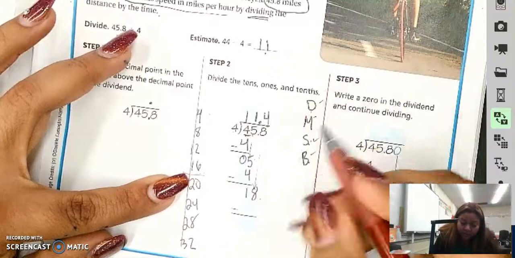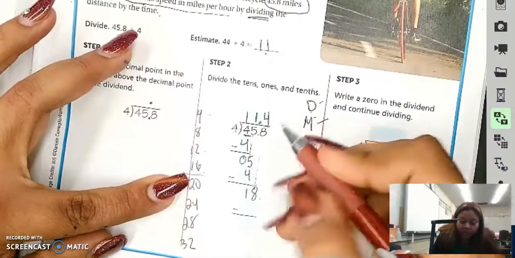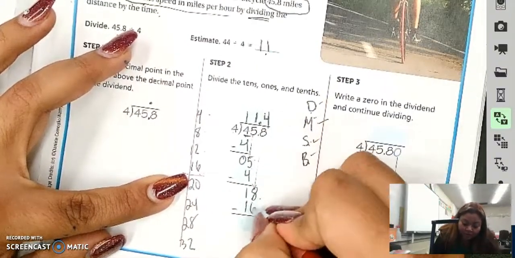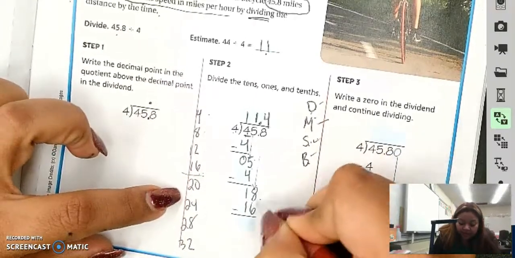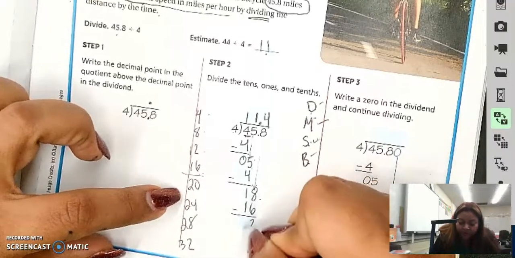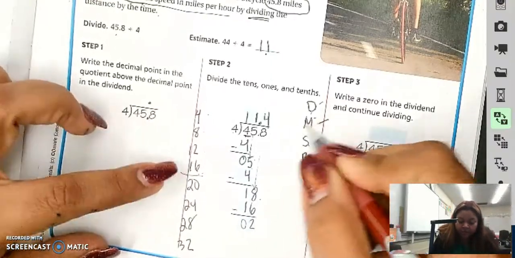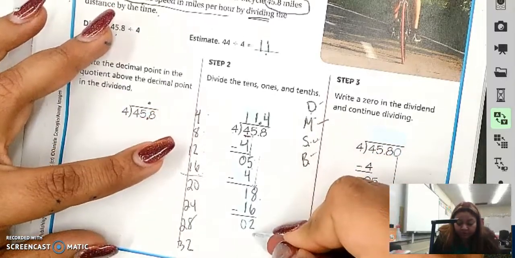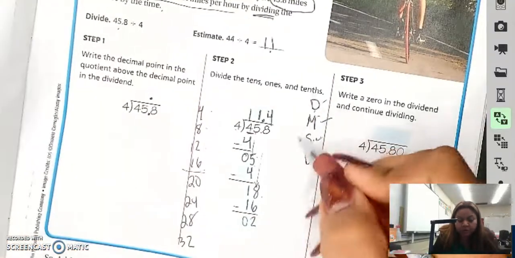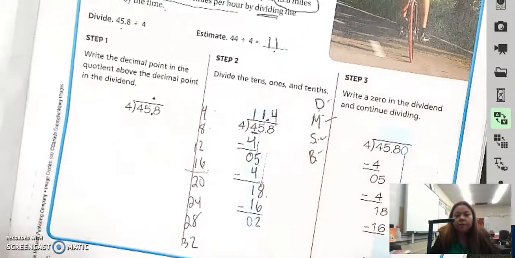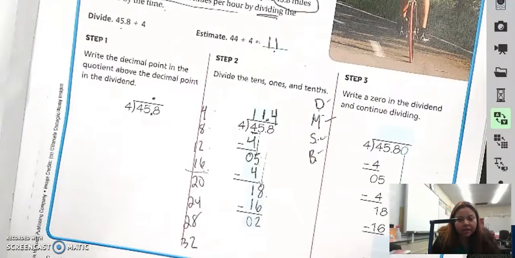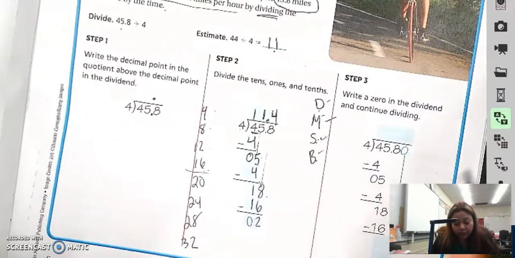4 times 4, because I divided, now I multiply. 4 times 4 equals 16. And then I need to subtract. 18 minus 16, or 8 minus 6, is 2. 1 minus 1 equals 0. Now, I still have 2, and before we used to put remainder 2, but this is the new concept that we're learning. Now we're not going to do remainder. We're actually going to write the numbers that go after without writing remainder.